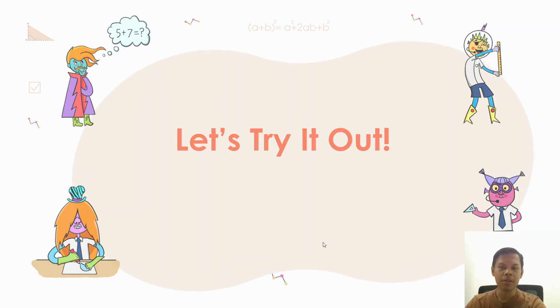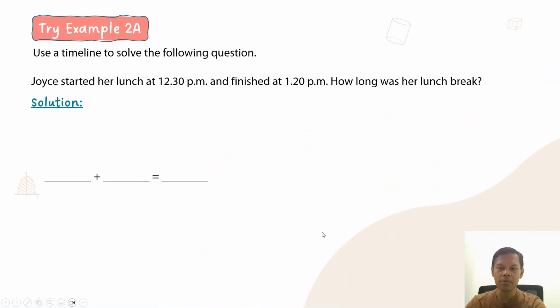Okay, let's try it out. Now, student, you get the chance to answer this question here, example 2A. Alright, Joy started her lunch at 12:30 p.m. and finished at 1:20 p.m. The question asks, how long was her lunch break? Okay, so what do you need to do? Pause this video for a while, take out your piece of paper and try to draw your timeline. Once you are done, come back to this video and check your answer.